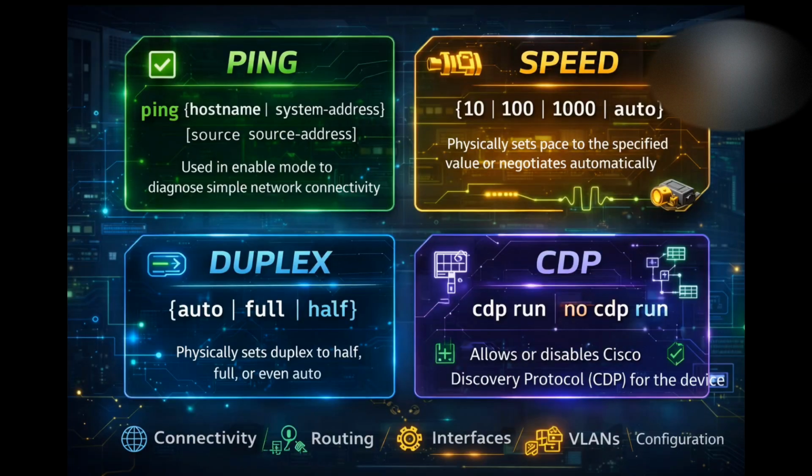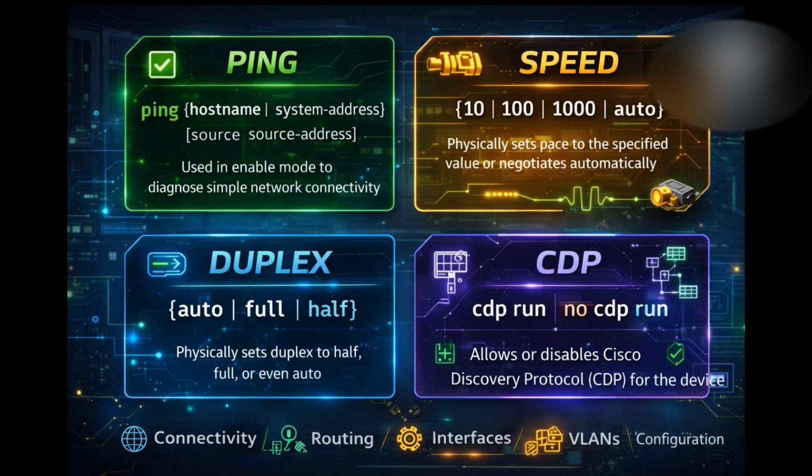Now let's understand some very important troubleshooting commands in Cisco devices. First command, ping. Ping is used to test basic network connectivity between devices. You can ping a host name or an IP address. You can also specify a source address to verify connectivity from a particular interface. If ping fails, the issue is usually layer 3 routing, gateway, or network reachability.